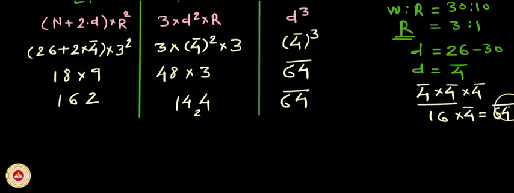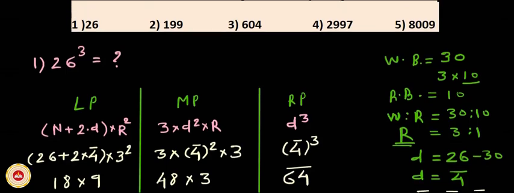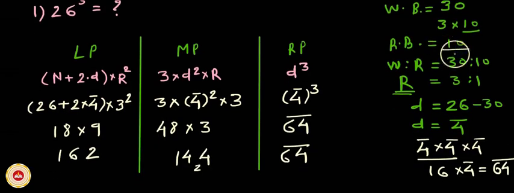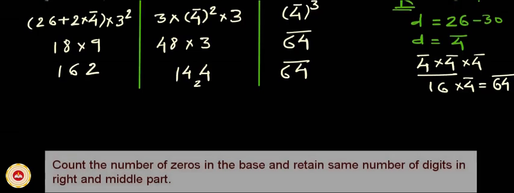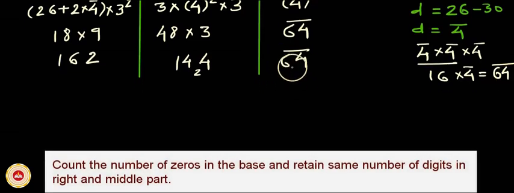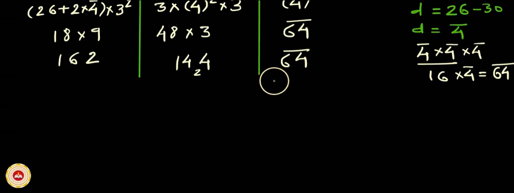Now let us balance it, the middle part and right part. Okay, how to balance? You know it. See, observe this real base. How many zeros are there in the real base? There is only 1 zero. So we need to retain 1 digit only in the right part and middle part. So let us pass the extra digit to its immediate left part.